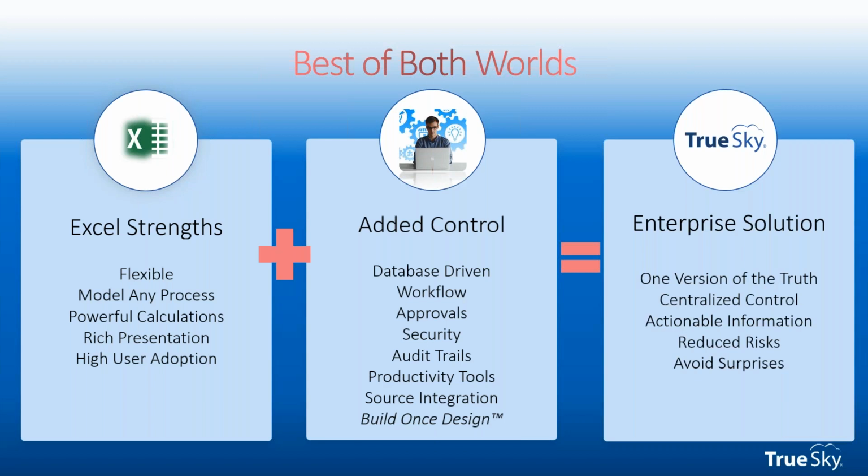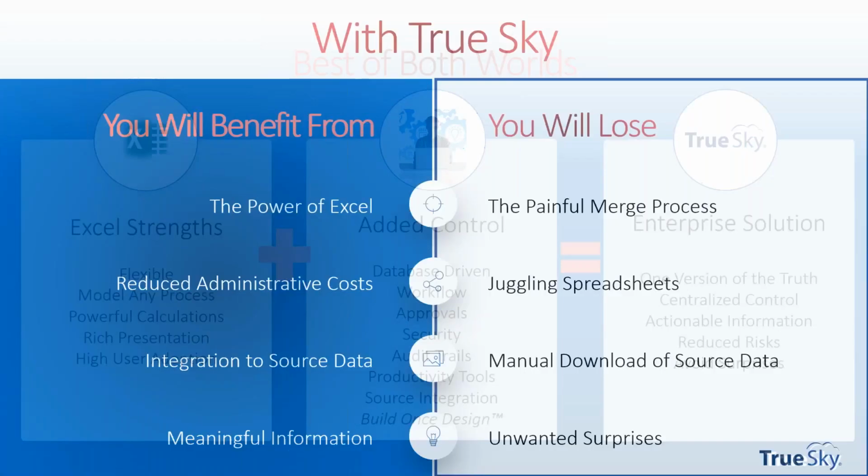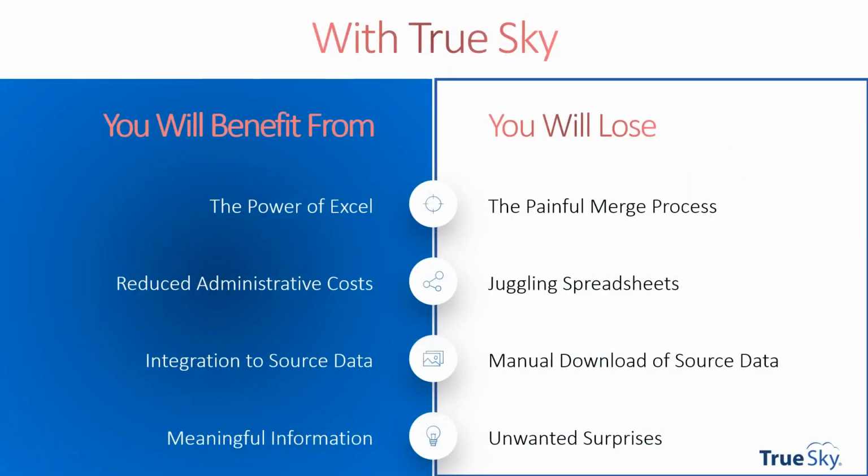One version of the truth, centralized control. You're going to get actionable information, reduce risk that are going to help you avoid surprises. So at the end of the day, you're going to benefit from the power of Excel, reduced administrative costs, integration to source data, meaningful information, and you're going to give up that painful merge process, juggling all those different spreadsheets, the manual manipulation of that source data, and all those unwanted surprises.